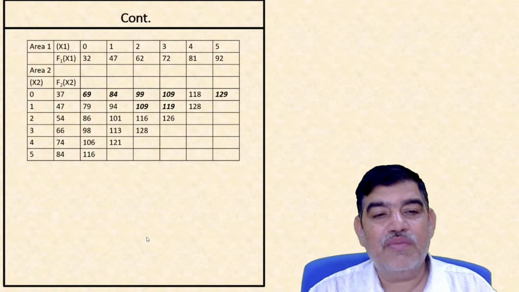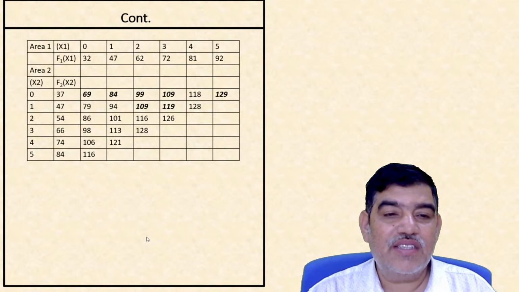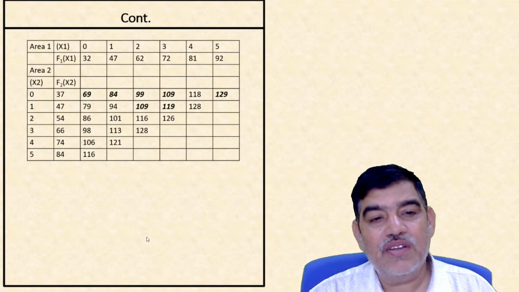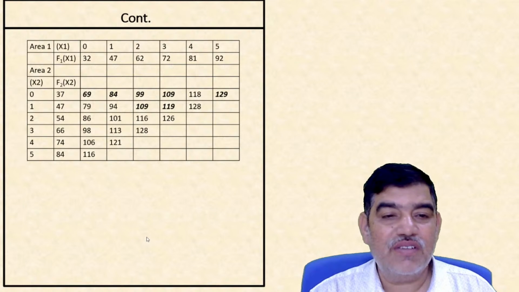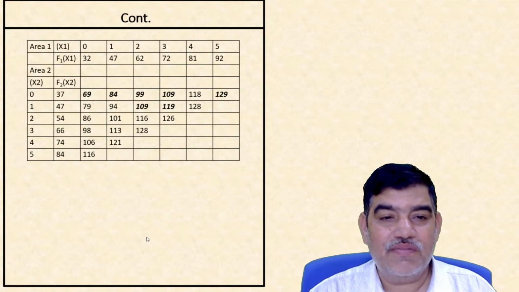So I'm marking it as bold, that is 84. Then 86, 94 and 99. 99 is the highest, the maximum. So that's why I mentioned it in bold, 99,000. And 109, 98, 101, 109, 109. Here 2 109s are there, that's why I've bolded it. These are the maximum profits.